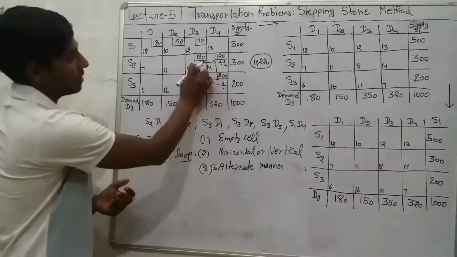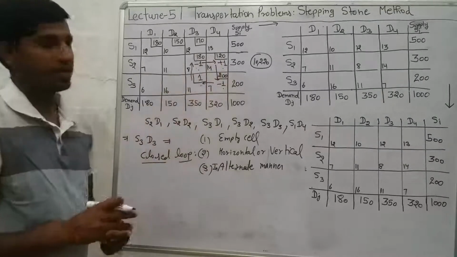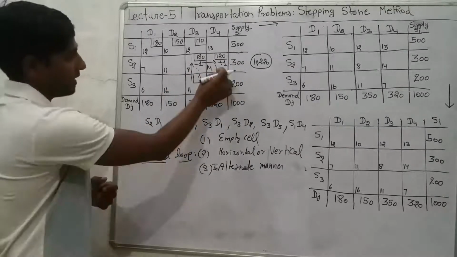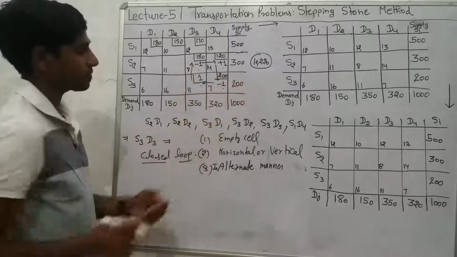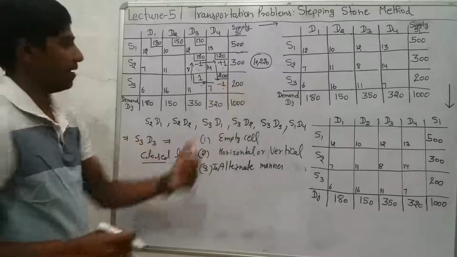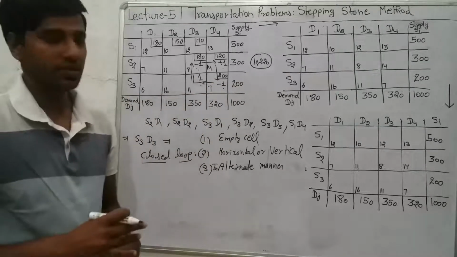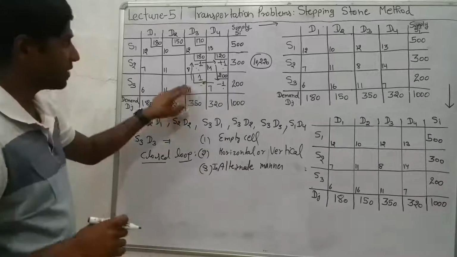Then we take a turn at 90 degrees and shift horizontally to the next cell, and again we take a 90 degree turn and shift to the next cell, and again we take a 90 degree turn and come back to the empty cell. So we came back to where we started. So it is a closed loop.